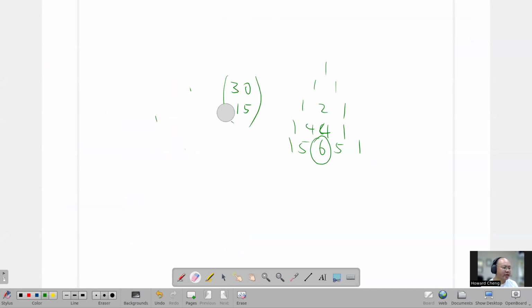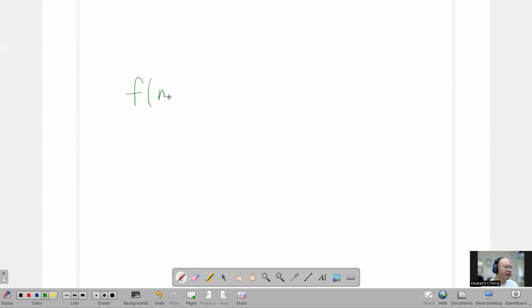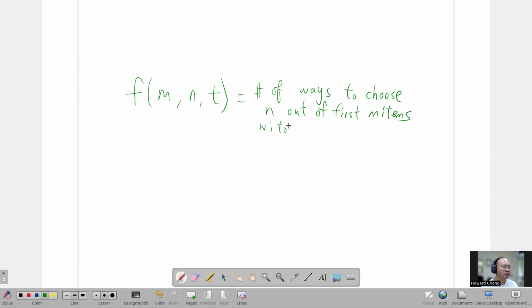So then you can try some kind of dynamic programming thing like this. F of M and T to mean the number of ways to choose N out of M items, first M items with total T.